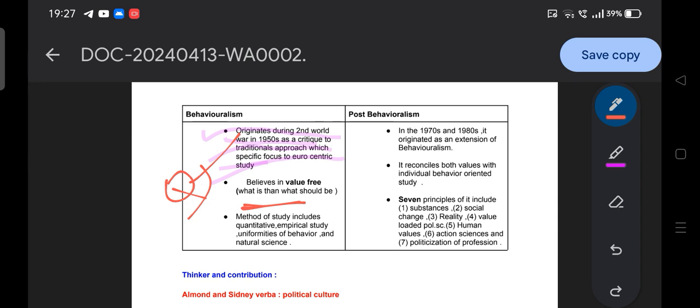Moving to the next point, the method of study includes quantitative, empirical study, and the uniformity of behavior and natural science. So they basically bring in a study from natural science, like biology. The human body has different organs, and each organ performs a different activity. Similarly, to study a political system, we need to study its different angles: its socio-cultural context, the context of the culture, religion, ethnicity, and language. All of that needs to be studied.